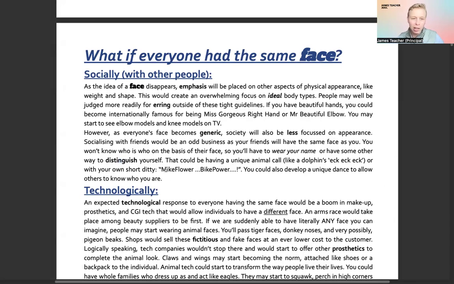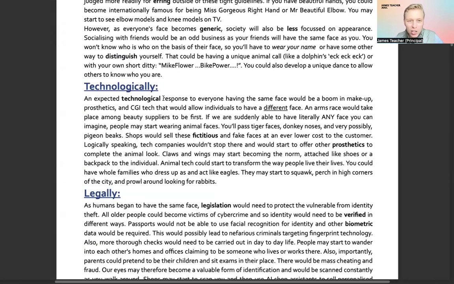Now, let's move on to technologically. An expected technological response to everyone having the same face would be a boom in makeup, prosthetics, and CGI tech that would allow individuals to have a different face. An arms race would take place among beauty suppliers to be first. If we are suddenly able to have literally any face you can imagine, people may start wearing animal faces. Oh my goodness, you'll pass tiger faces, donkey noses, and very possibly pigeon beaks as you walk down the street.